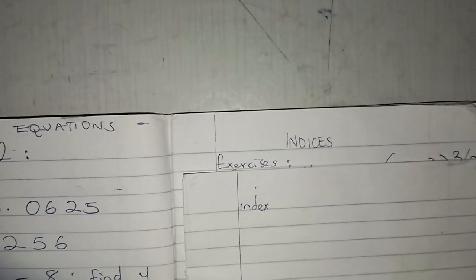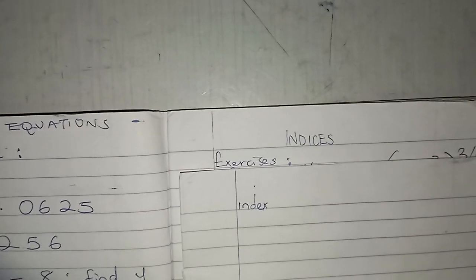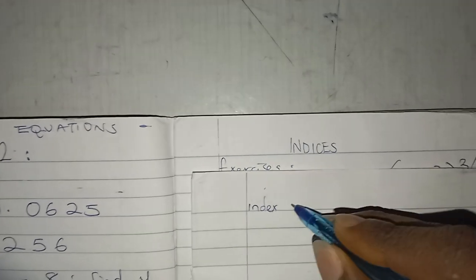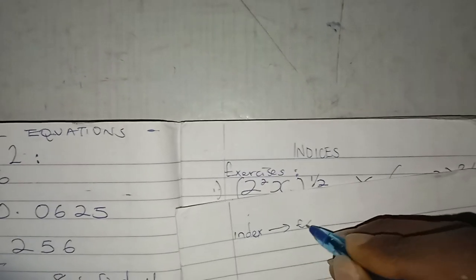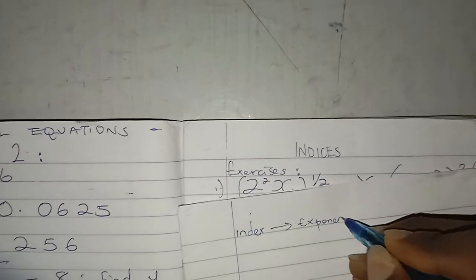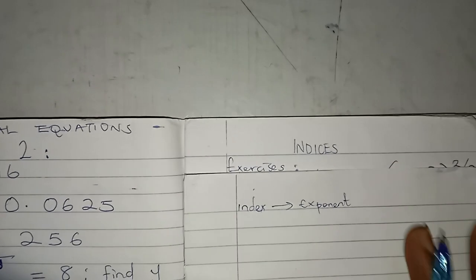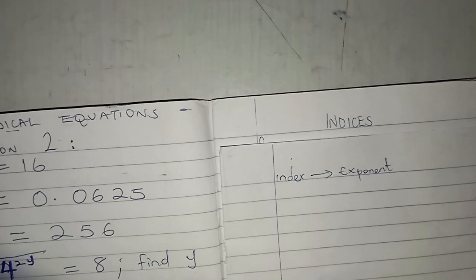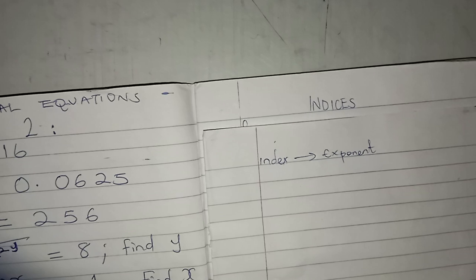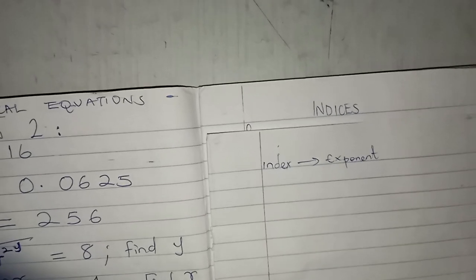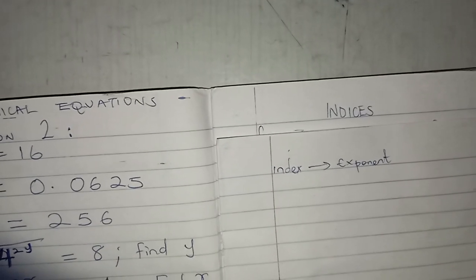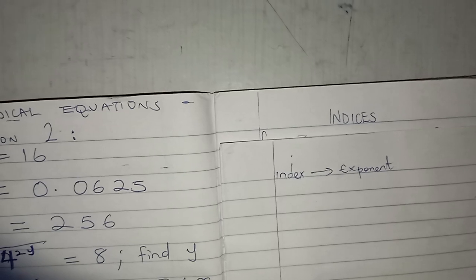So I said today we're going to be treating indices. And indices is the plural form of the word index. Another name for the word index is exponents. Indices talks about the power of numbers or variables. So whenever any number is raised to any power, we are talking about indices.